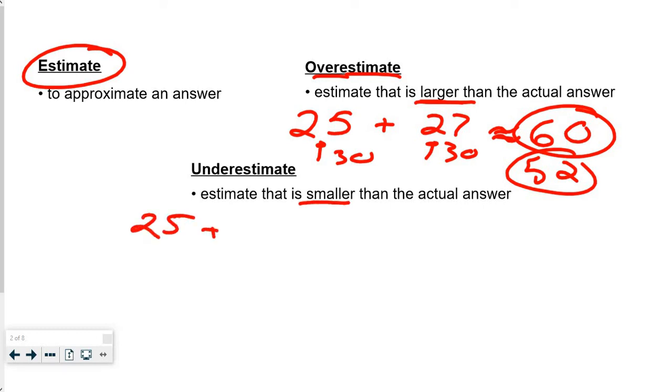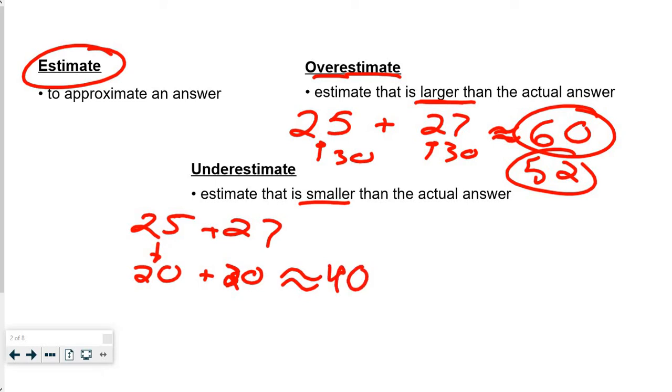Underestimating is when we estimate smaller than the actual answer. So 25 plus 27, we can round this down. So this would be 20 plus 30, or we can round this down to 20 as well. So it's going to be about 40. We could round it down to 30 or whatever. Anyways, we'll keep it at 20 for now. So 20 plus 20 equals 40, and we know that it's going to equal 52. So underestimating is going to be smaller than the actual answer, and overestimating is going to be over the actual answer.